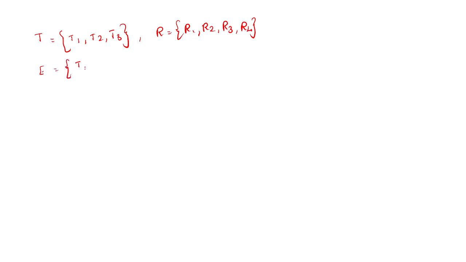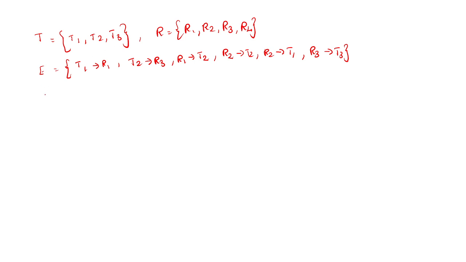So T1 is requesting R1, the next edge is T2 is requesting R3, then R1 is allocated to T2, R2 is assigned to T2, R2 is assigned to T1 and R3 has been assigned to T3. With these details we also should know the number of instances in each resource.